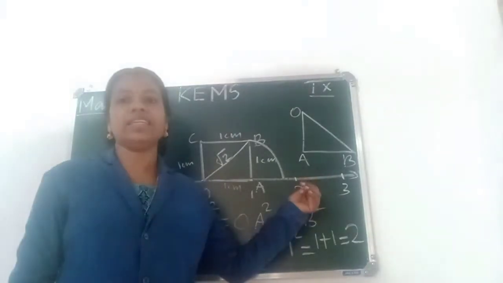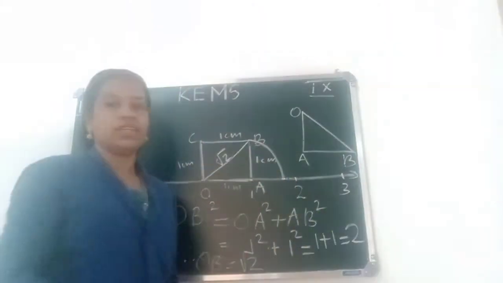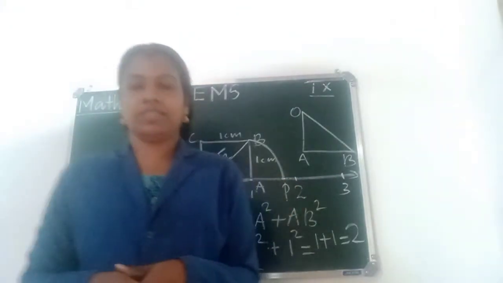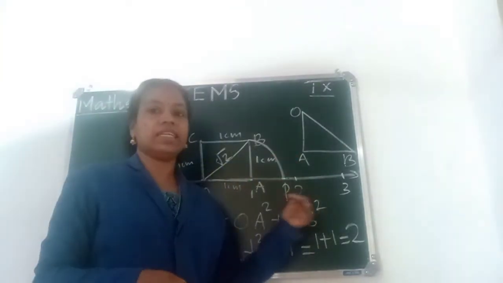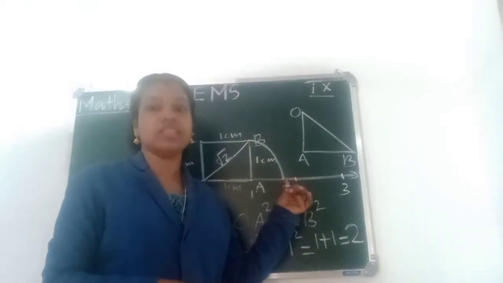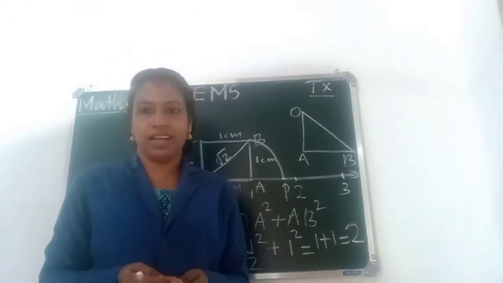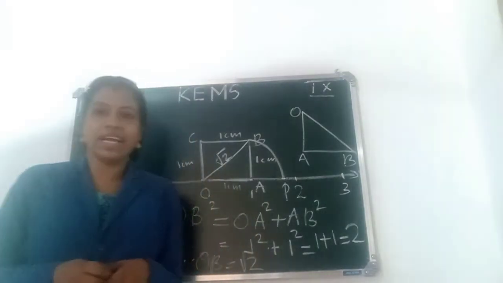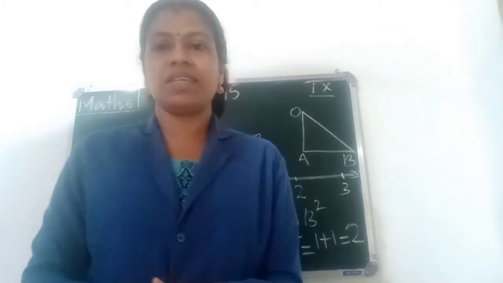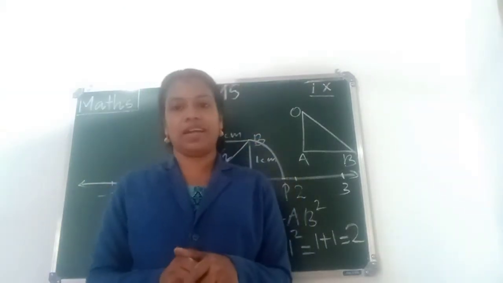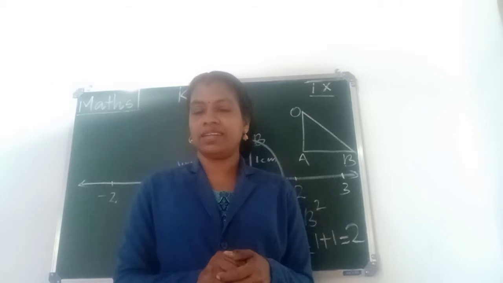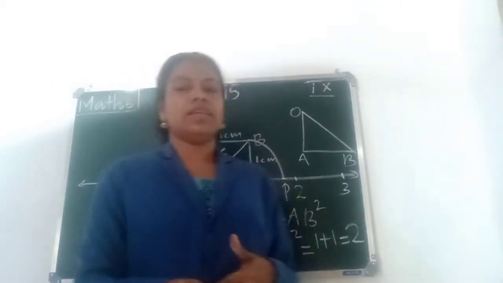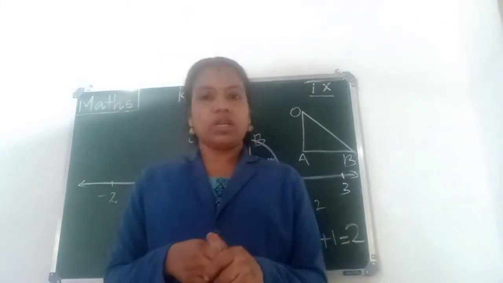The arc intersecting the number line at a point is called P. That P represents root 2 on the number line. Clear? P represents root 2 on the number line. Yes, it is very simple. This way you can locate irrational numbers on the number line.